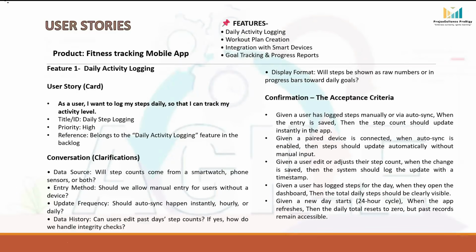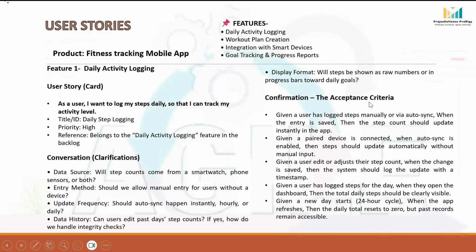So this detailed conversation will happen between the development team and product owner. It will add depth and ensure that the story is properly understood and refined before moving forward. Confirmation, the acceptance criteria. This is the final step of the 3 C's, where we make sure everyone agrees on what done really looks like. Acceptance criteria give the team and tester a clear testable checklist.